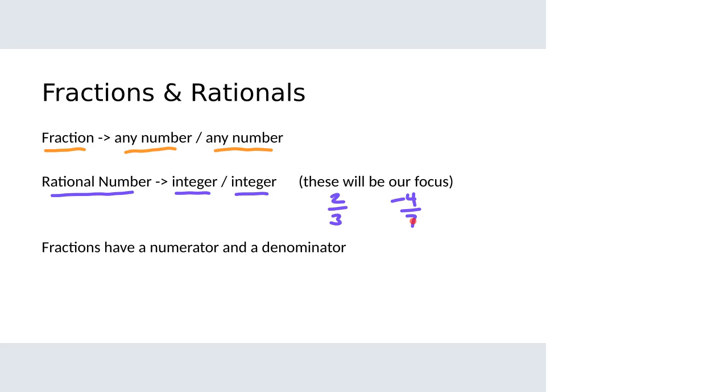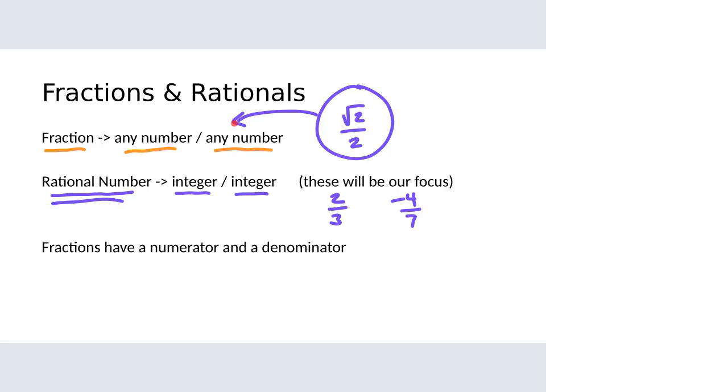Well, an irrational number, if any of you took Algebra 2, you might have encountered these, but something like square root of 2 over 2. That would be an irrational number. Square root of 2 is a non-terminating, non-repeating decimal, so it's called an irrational number. And so while square root of 2 over 2 would not be a rational number, it is a fraction, because a fraction can be any number over any number.